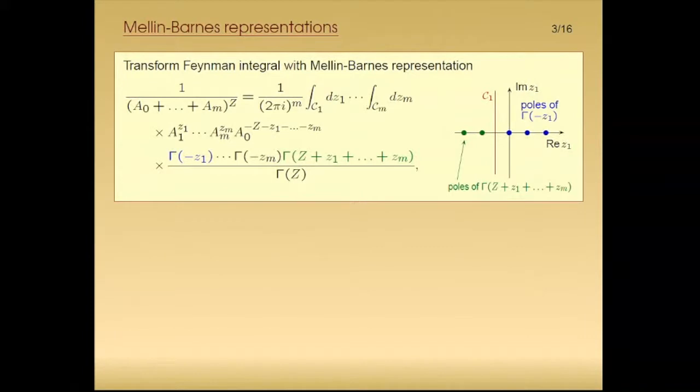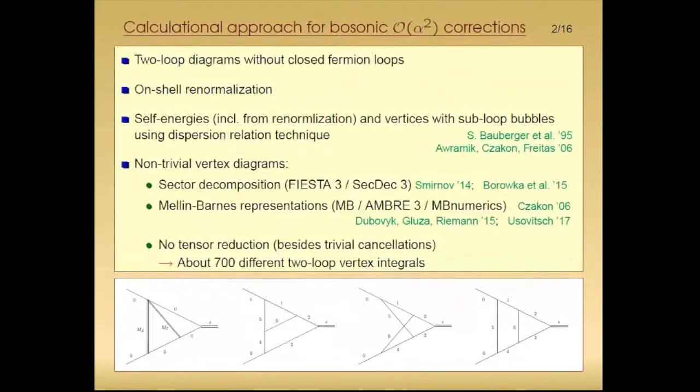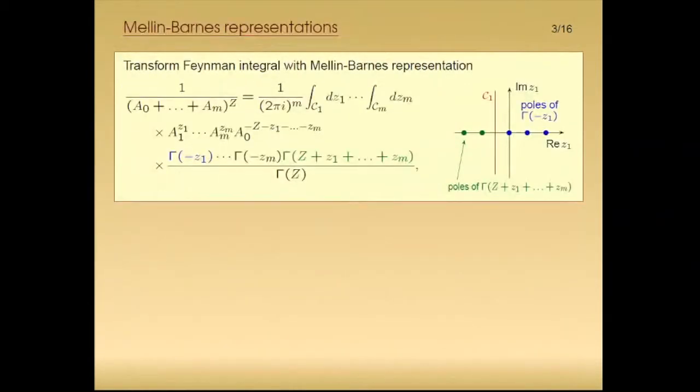To give a quick introduction to Mellin-Barnes representations, the idea is that if you have a Feynman parameter integral, what you typically have is a multidimensional integral over Feynman parameters, and then you have these polynomials, which are a sum of terms in the integrand.